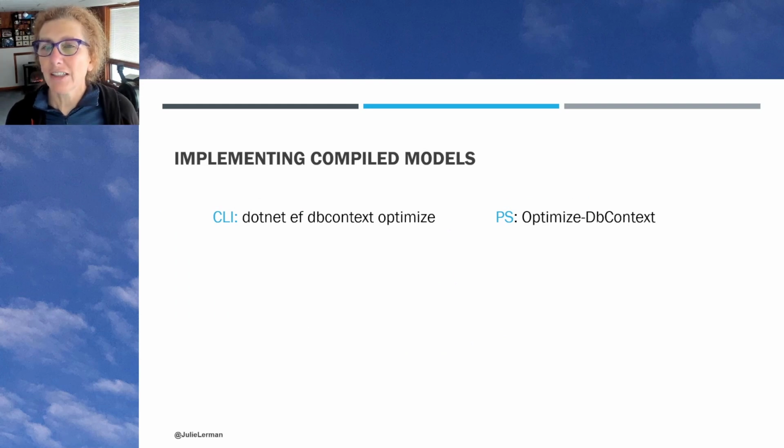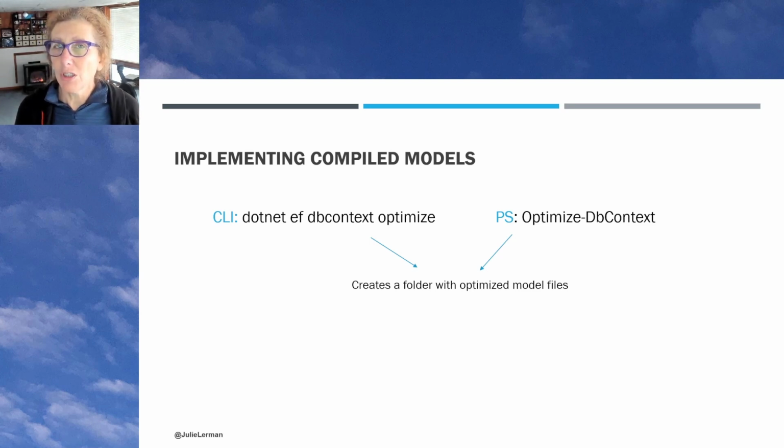Two steps, in fact. If you're using the command line interface, then you can create a compiled model with just a command, one of the migrations commands. So it's dotnet ef dbcontext optimize. So optimize is a new command for DbContext. And if you're using PowerShell in Visual Studio, it's Optimize-DbContext. What this does is it creates a folder with a whole bunch of optimized model files. I'll show you what these look like.